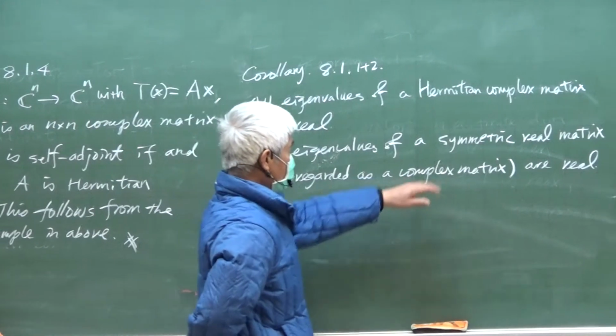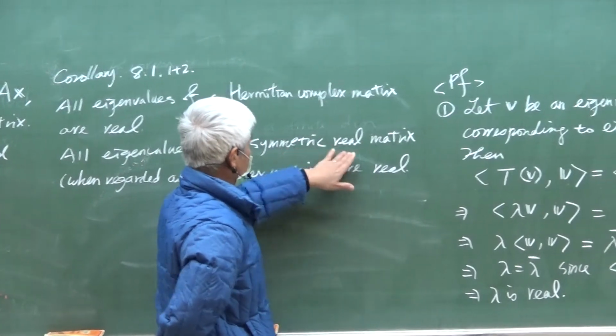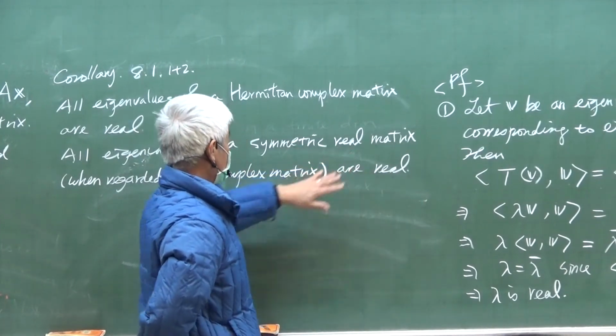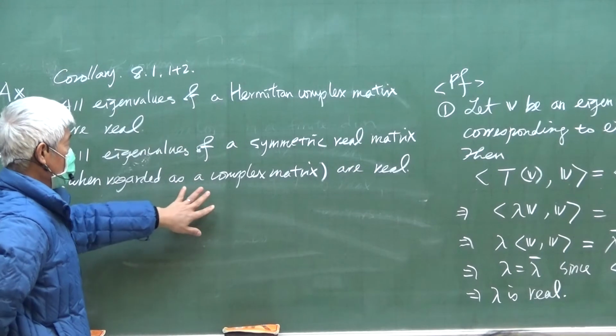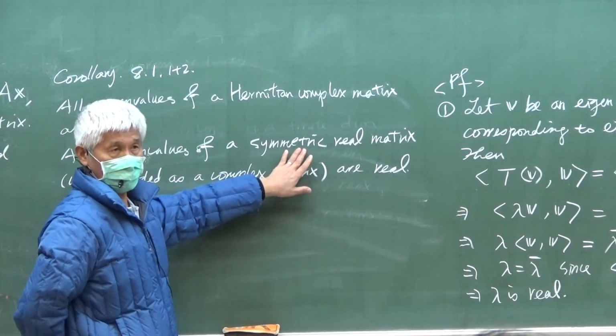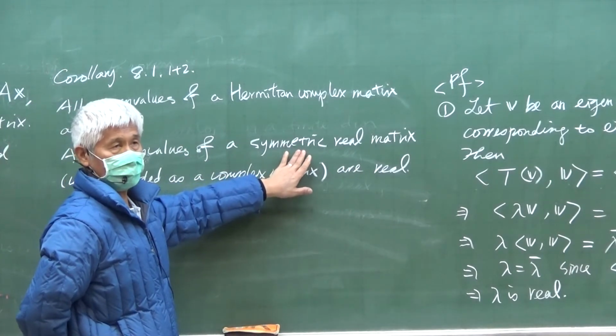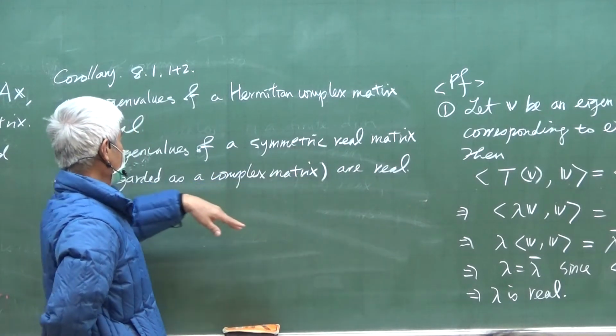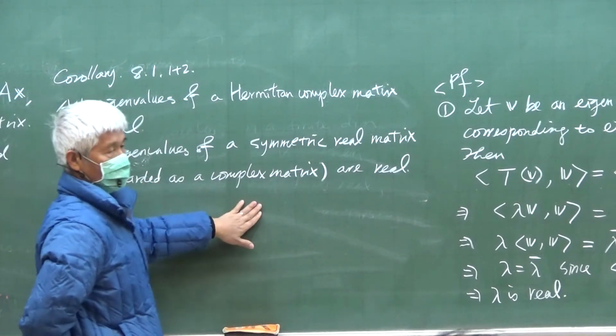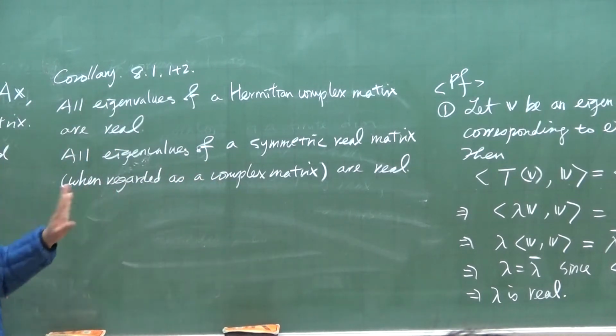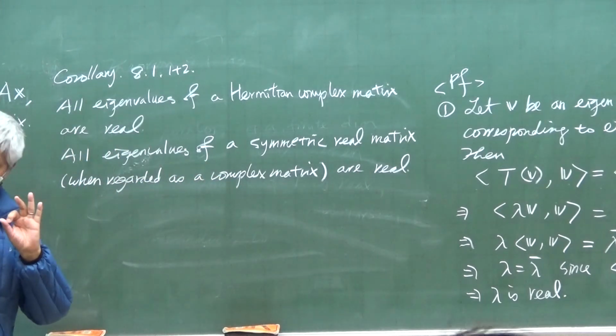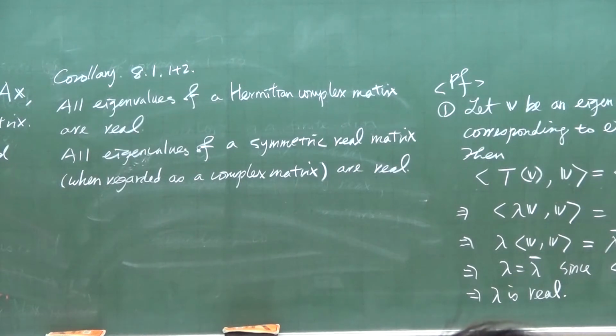So if we have a symmetric real matrix, then when we regard it as a complex matrix, it is also Hermitian, and then all eigenvalues are real. The reason why I put this word is that, as we discussed before, if you are given a real matrix, this matrix may not have any real eigenvalue.